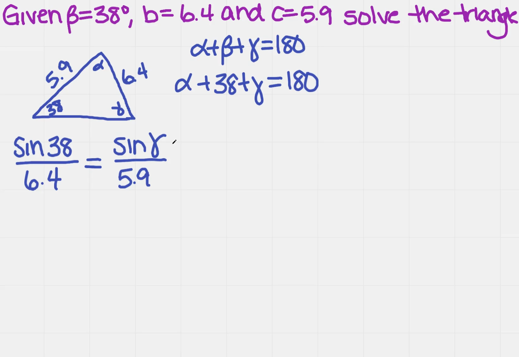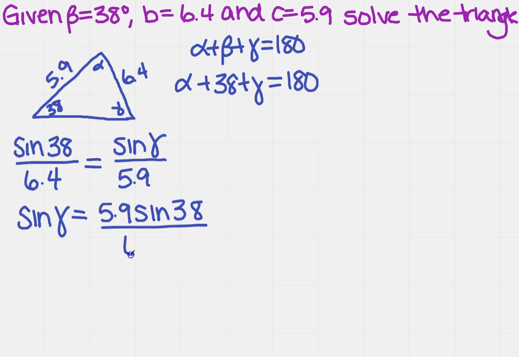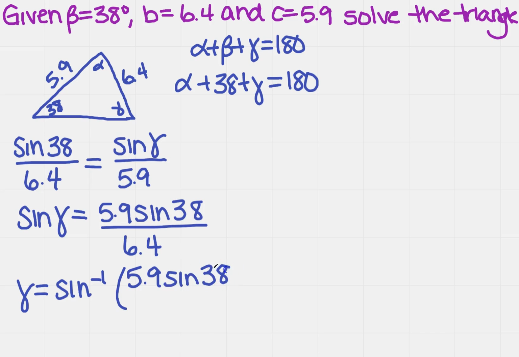So now we need to cross multiply and set equal. And when we do that, we get the sine of gamma equals 5.9 sine 38 divided by 6.4. And if you remember, in order to actually get gamma, then we have to set this equal to the inverse sine of that gobbledygook. So 5.9 sine 38 over 6.4. And when I do that on my nice and wonderful little calculator, I get that to be about 34.6 degrees. Now remember, make sure your calculator is in degrees when you do this, or you will get something different.